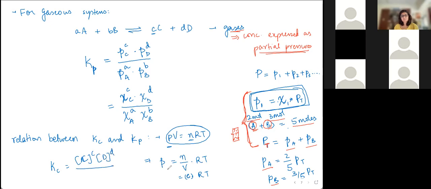So in place of pressure, I can write concentration of C into RT raised to the power C, concentration of D into RT raised to the power D. So that's how you substitute it in place of pressure. Then if you take the concentrations all to one side, that becomes KC. And then the rest of the relation is in terms of RT. If you want, we'll do the derivation of it.